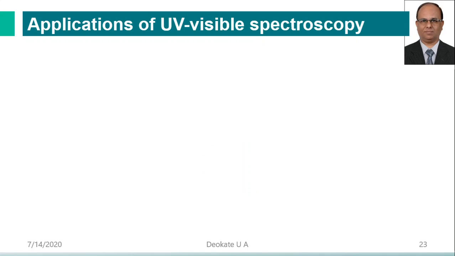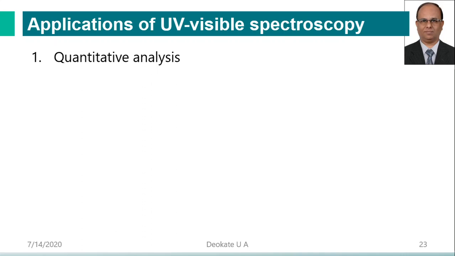So, applications of UV visible spectroscopy, we can write the various applications in this way. The first is quantitative analysis. UV absorption spectroscopy can be used for quantitative determination of compounds that absorb ultraviolet radiation. What is the requirement? That it should absorb the ultraviolet radiation. The determination is based on Beer-Lambert's law.